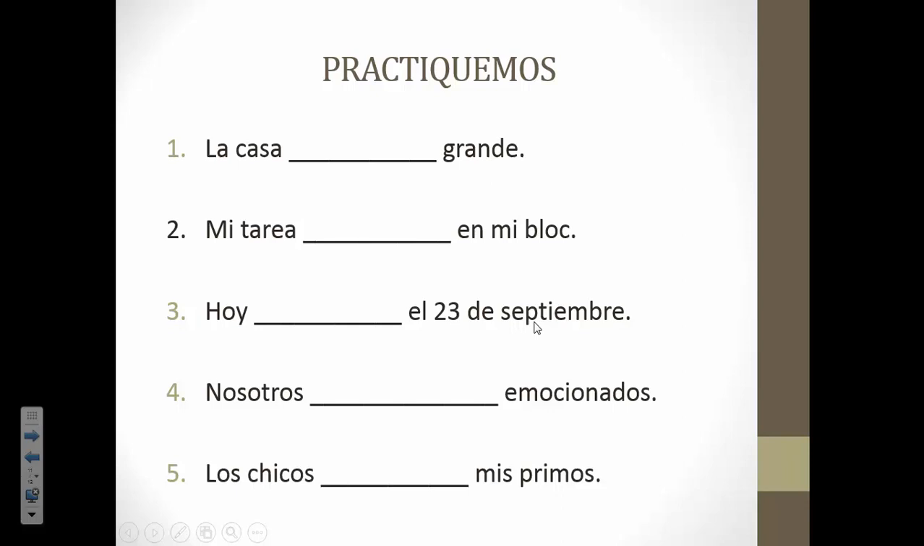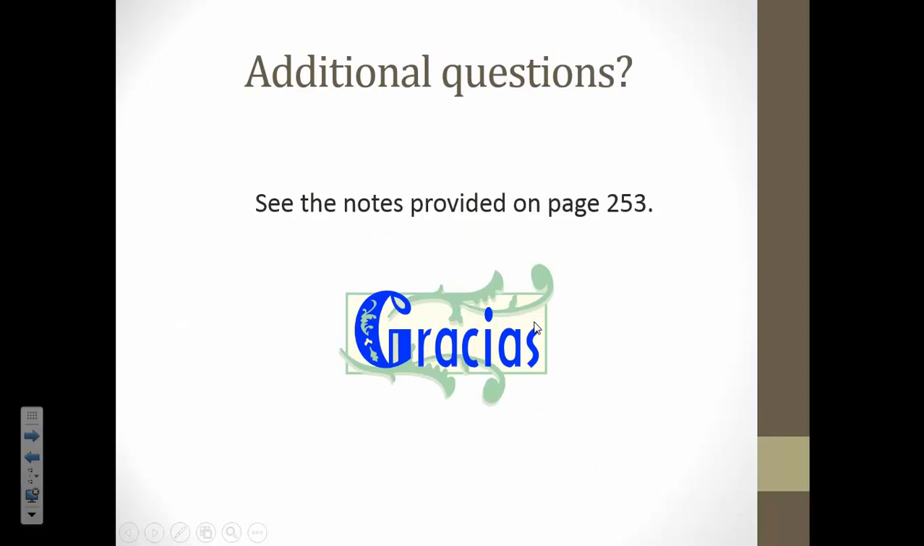Número 3 wants us to say today is the 23rd of September. And we talk about time using ser, so we would say, hoy es el 23 de septiembre. Número 4, we are excited. Being excited is an emotion, so we need estar. Nosotros estamos emocionados. And then the last one, the boys are my cousins, because you're describing the relationship between the boys and the cousins, you would use ser. Los chicos son mis primos.